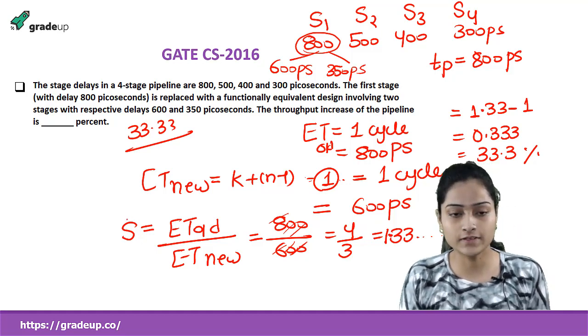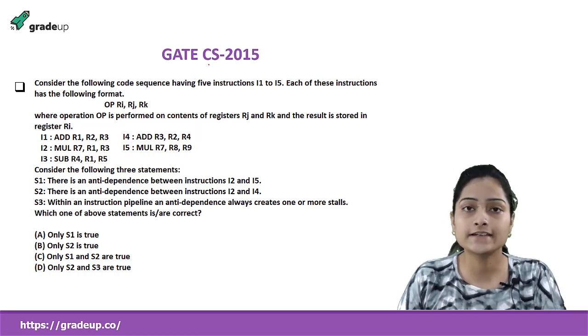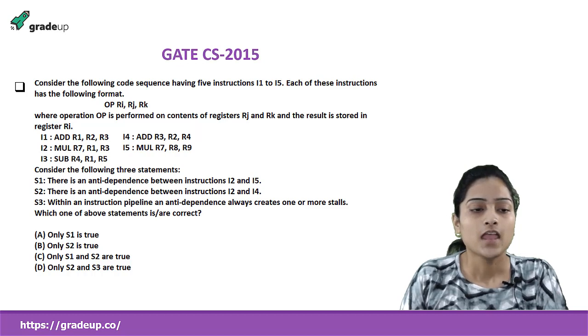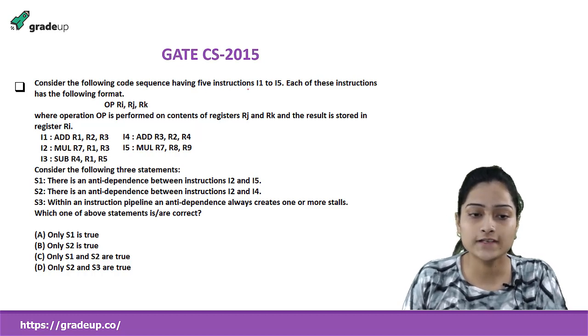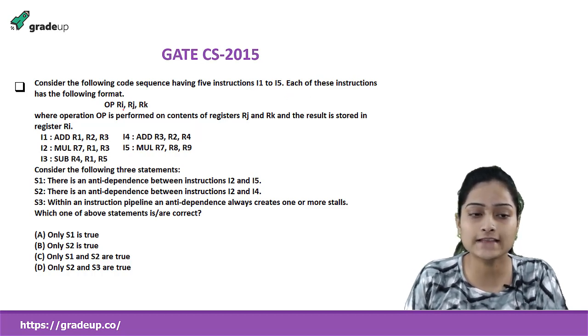Okay, let us move towards the next concept. This question was asked in GATE CS 2015. We will read this question. Consider the following code sequence having 5 instructions. We are provided with the code sequence having 5 instructions, I1 to I5. Each of these instructions has the following format.